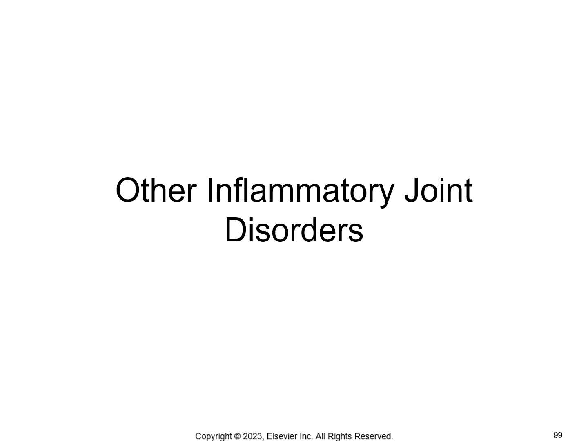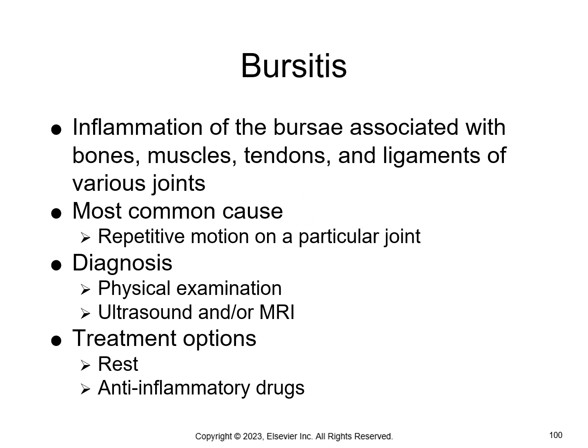Okay, other inflammatory joint disorders. Bursitis, this is inflammation of the bursae. So those are those fluid-filled sacs like on the elbow that are made to cushion it. It's associated with bones, muscle tendons, and ligaments of various joints. So these bursae are these small fluid-filled sacs that act as the cushion at or near the structure of the joint.